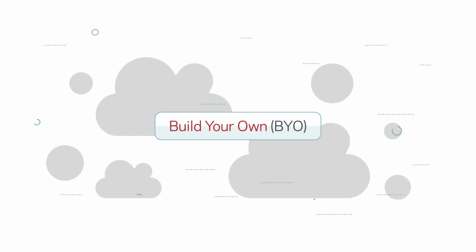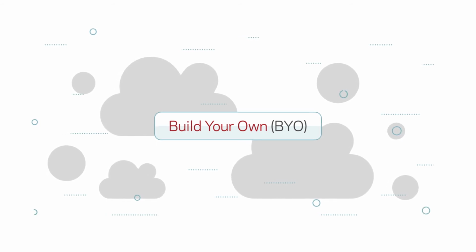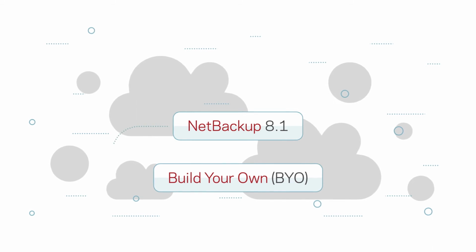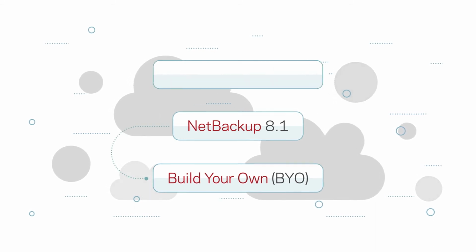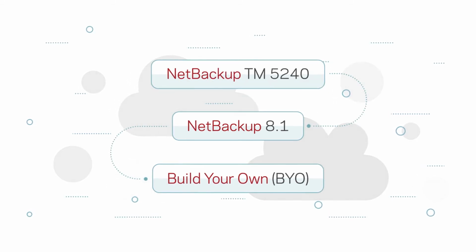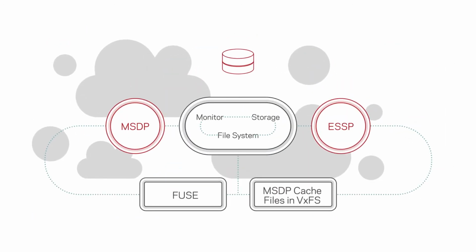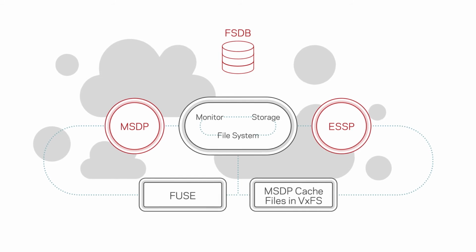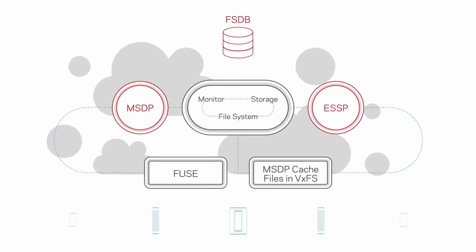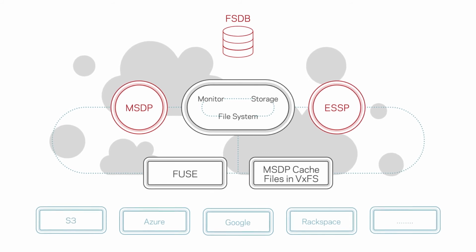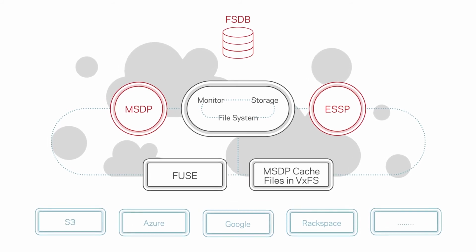Flexible deployment options include a build-your-own media server configuration, powered by NetBackup 8.1 software, or as a pre-built all-in-one NetBackup appliance configuration. By providing deep integrations with freedom of choice from a list of leading cloud storage providers, Veritas enables you to accelerate your own digital transformation with all of the benefits of unified enterprise data protection.